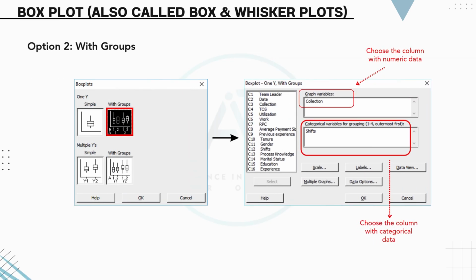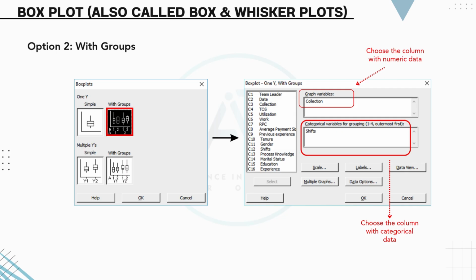This slide explains how to use option 2, 1Y, with groups in Minitab to generate grouped box plots. On the left side, you can see the dialog where we select the With Groups option under the 1Y category. This is useful when you want to display the distribution of a numeric variable across different categories or groups.